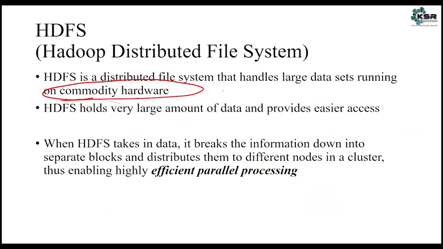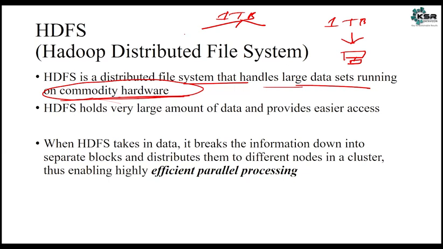Hadoop is a distributed file system that handles large data running on commodity hardware. If I have 1 terabyte of data, one person processing 1 terabyte of data in one system is not that worthwhile, but I can divide the 1 terabyte of data across 3 systems, dumping 300 GB, 300 GB, 300 GB. So basically, HDFS is a distributed file system that handles large data sets running on commodity hardware, and it divides the data into multiple systems. It holds a very large amount of data in different systems, right?